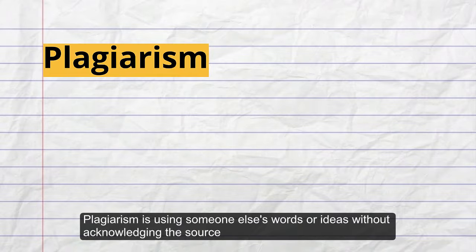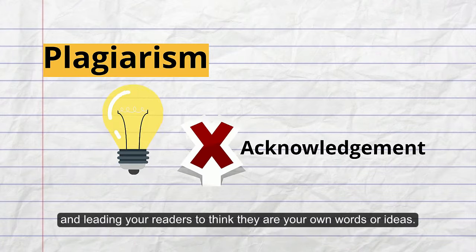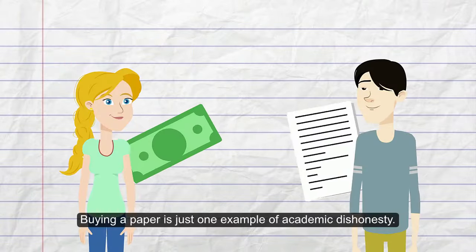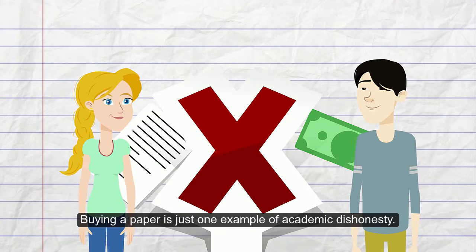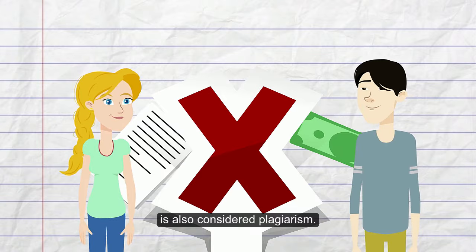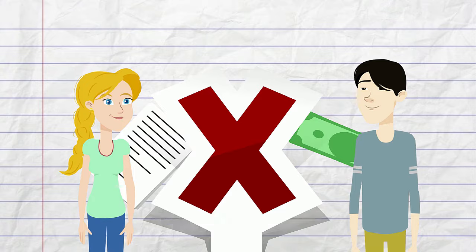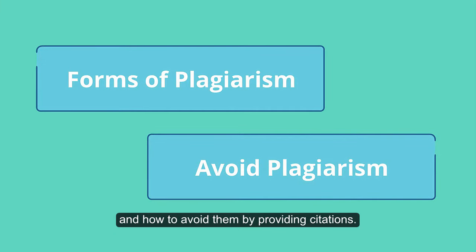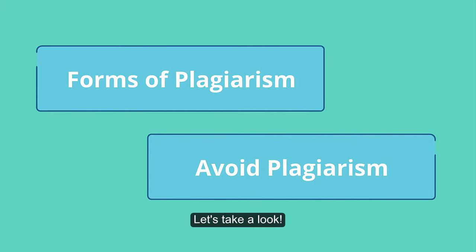Plagiarism is using someone else's words or ideas without acknowledging the source and leading your readers to think they are your own words or ideas. Buying a paper is just one example of academic dishonesty. A lack of proper acknowledgement to the sources used in your work is also considered plagiarism. This video will identify different forms of plagiarism and how to avoid them by providing citations. Let's take a look.